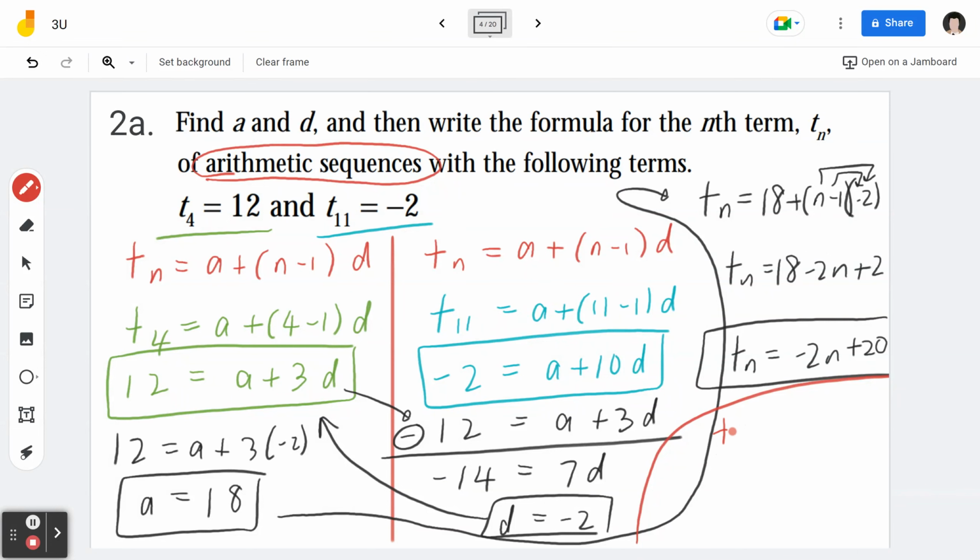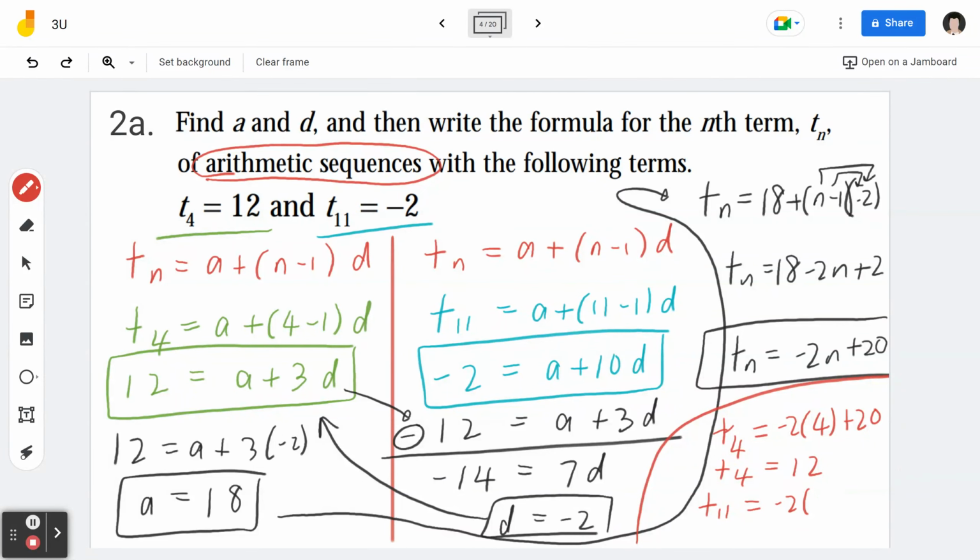Well, we already know T4 is supposed to be 12. So if I plug in 4, I should get 12. If I don't get 12, I go back, I do it again, right? So I plug in 4 in this case. And again, negative 8 plus 20 is exactly 12. And if you do it one more time, let's say for T11, I'm expecting T11 to be negative 2. And if I plug it back in, that's negative 2 times negative 2.